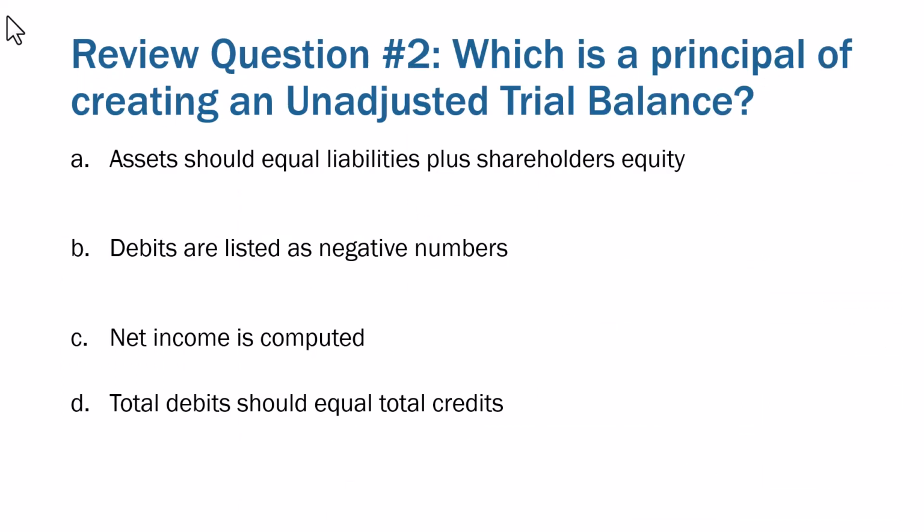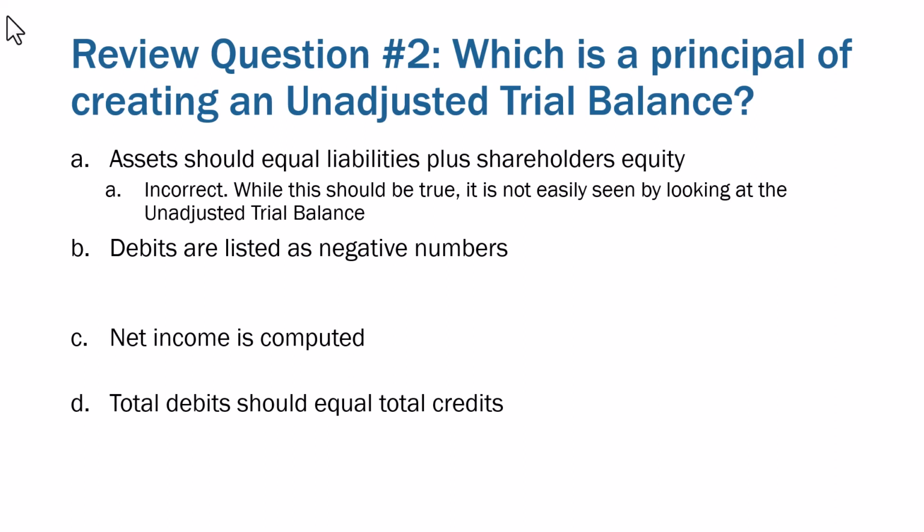So, which one of these is a principle of creating an unadjusted trial balance? Do this review question, and think about which one of these is correct when you're doing the unadjusted trial balance. You could pause it for a minute or just think on it.